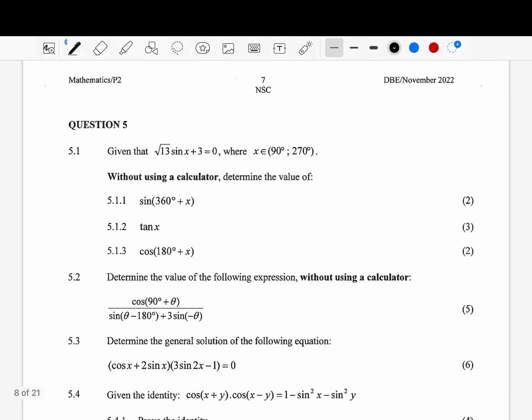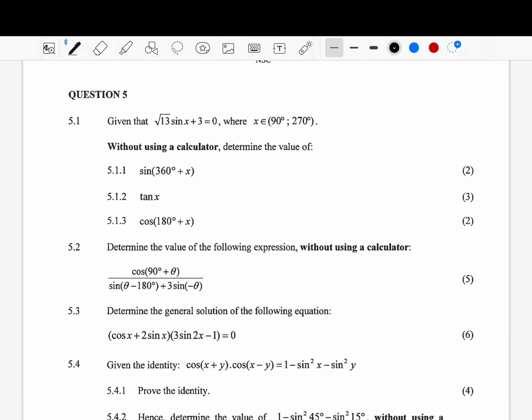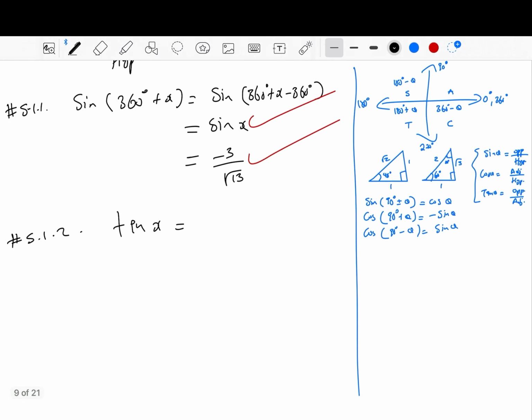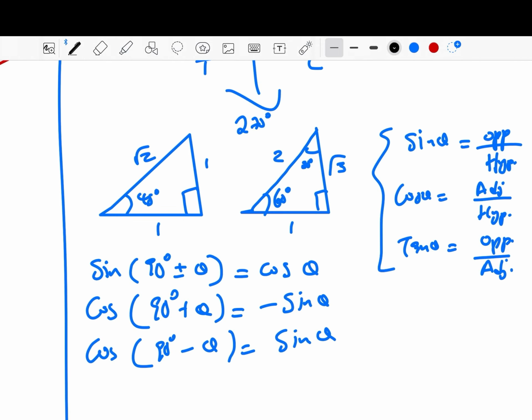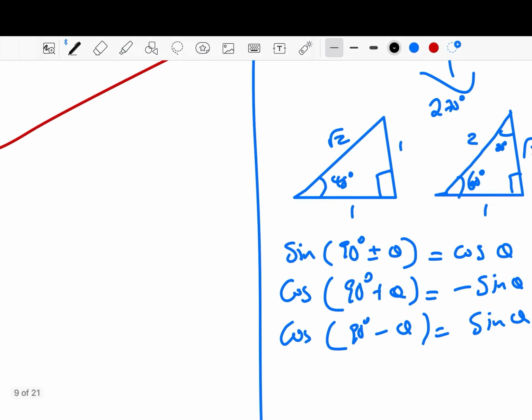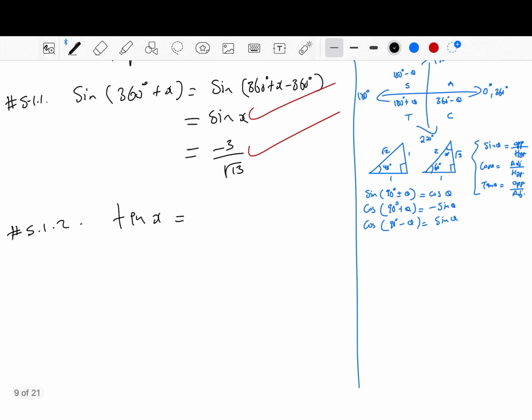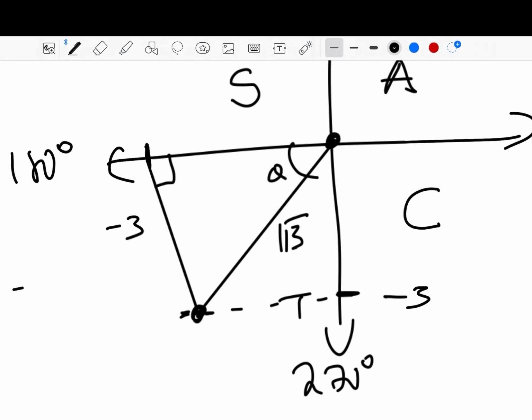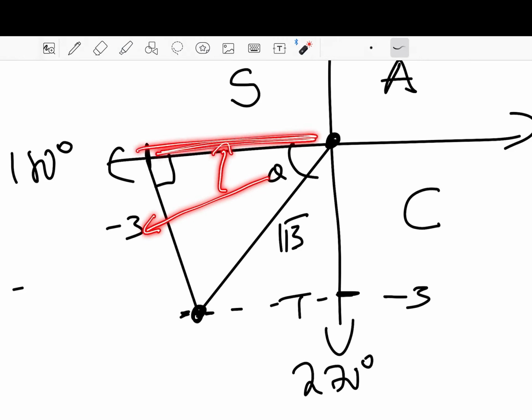5.1.2, tan x. Determine the value of tan x. So tan x is equal to, remember, tan is opposite over adjacent. So that's what we're going to be doing here. We know that it's opposite over adjacent, and we're using this triangle here, but we don't know the adjacent side. So we need to figure out what the adjacent side is, right?